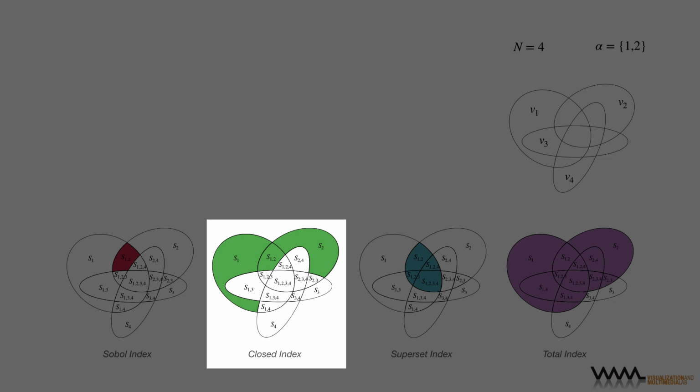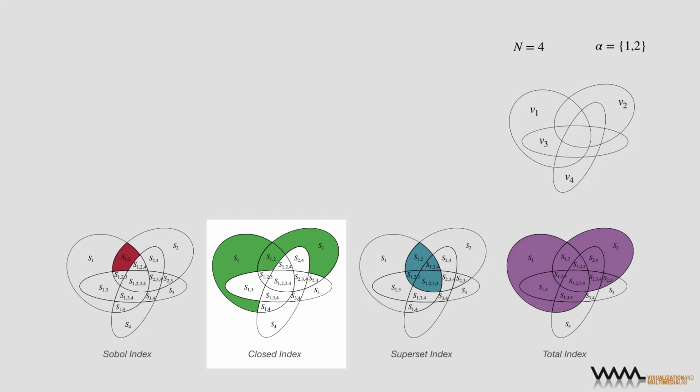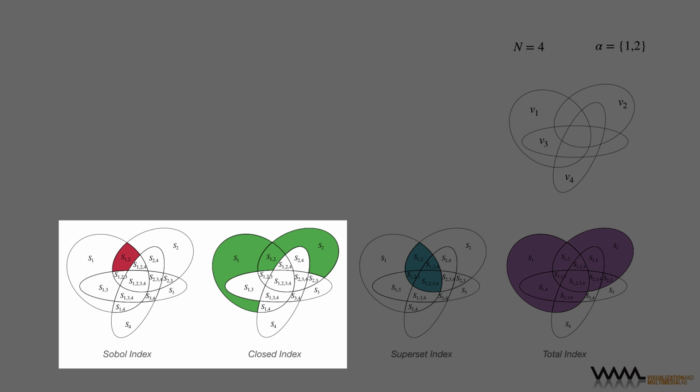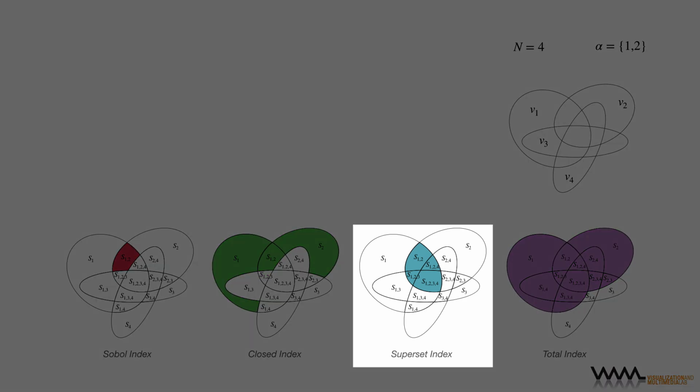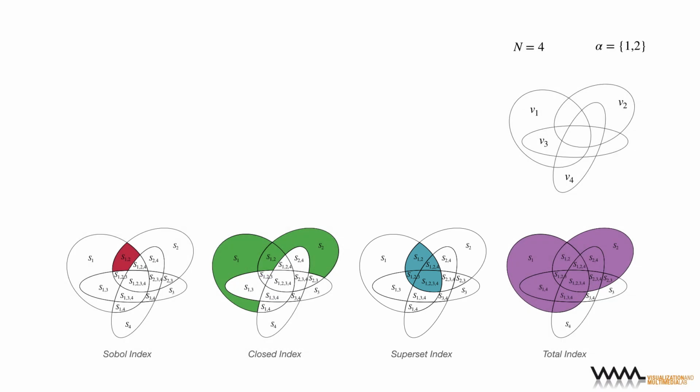Closed index 1, 2 tells the influence from only 1 and 2. If looking at the closed index together with the superset index, we can be clearly informed if 1 and 2 have a very strong or little interaction effect. And the superset indices are very useful when computing the relative importance.